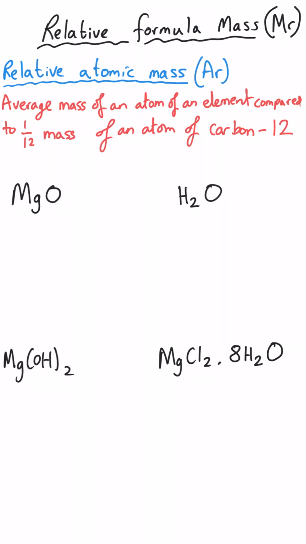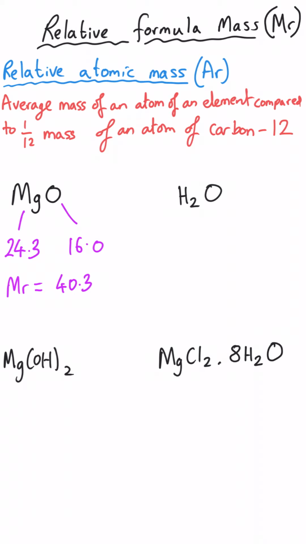When we're working out the relative formula mass of something, what we have to do is take the relative atomic mass, and so for magnesium it's 24.3, and for oxygen it is 16.0. And so we have to sum those two numbers together, and so the MR is 40.3 grams per mole.